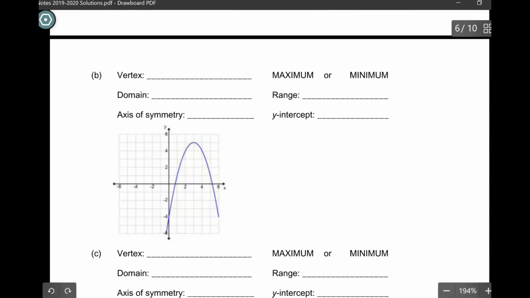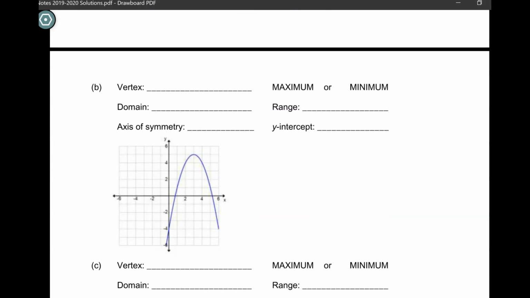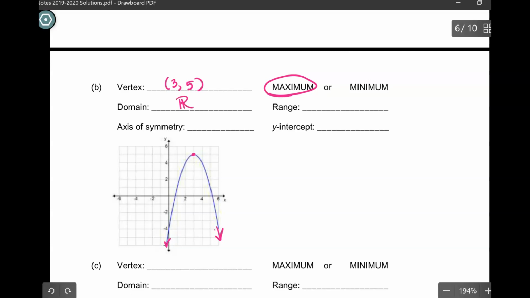Okay, let's look at another one. We have the vertex. Right here is the vertex, and that looks like the point (3, 5). This time it's pointing down, so that makes it a maximum. That's the highest point. Domain, all reals.